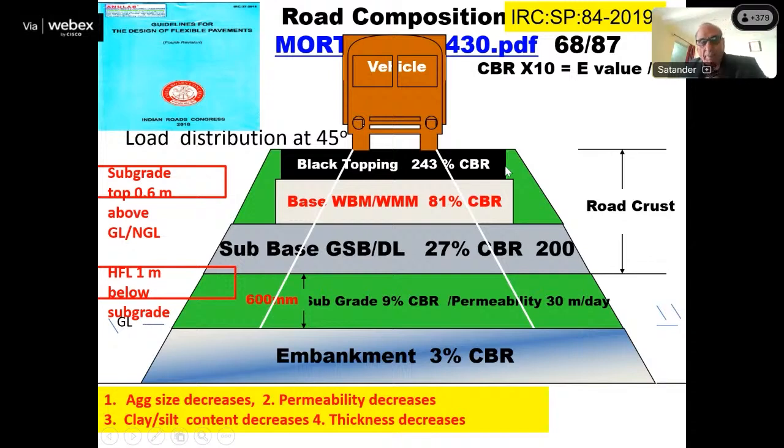This is the cross section. Permeability should decrease 3 times. Aggregate size should decrease 3 times. Like in the GSB, you are having a soling, 9 inches, then 3 inches. Clay and silt also should decrease 3 times. So these are just thumb rules I am telling you.